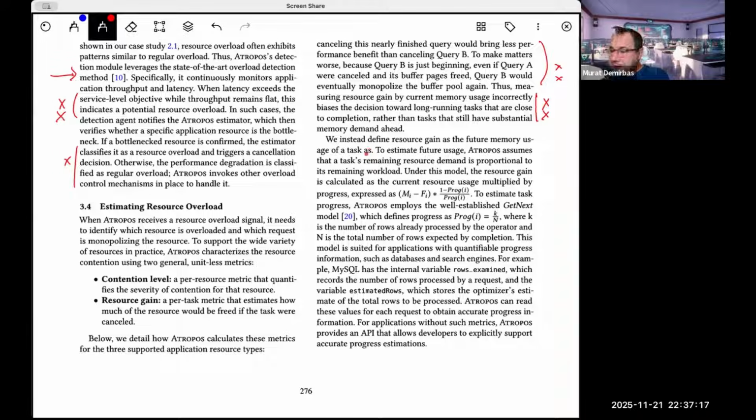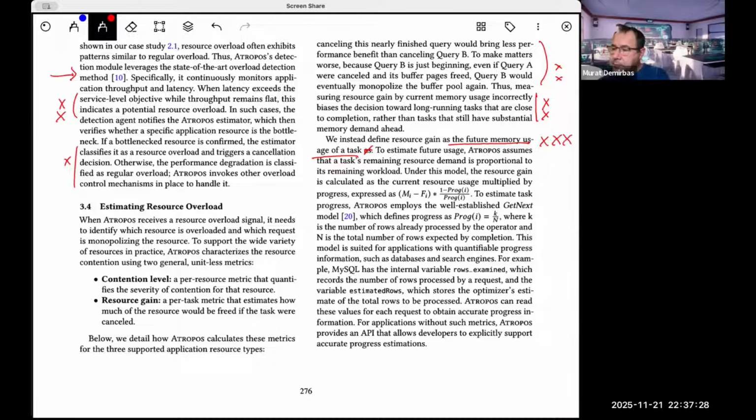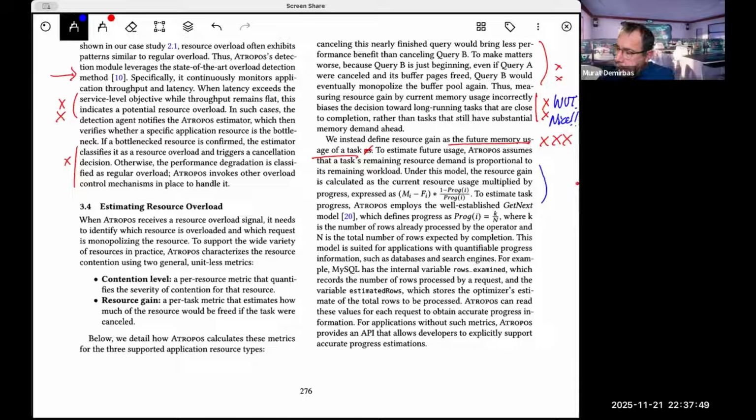To estimate future usage, Atropos assumes that a task's remaining resource demand is proportional to its remaining workload. Okay, how do they know the remaining workload? Under this model, the resource gain is calculated as the current resource usage multiplied by (1 minus progress_i) over progress_i.